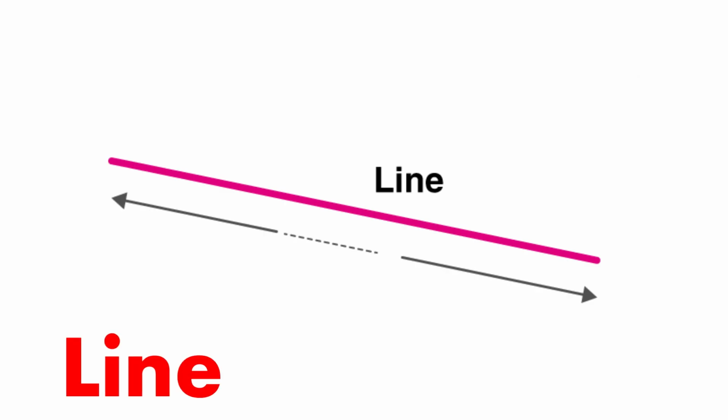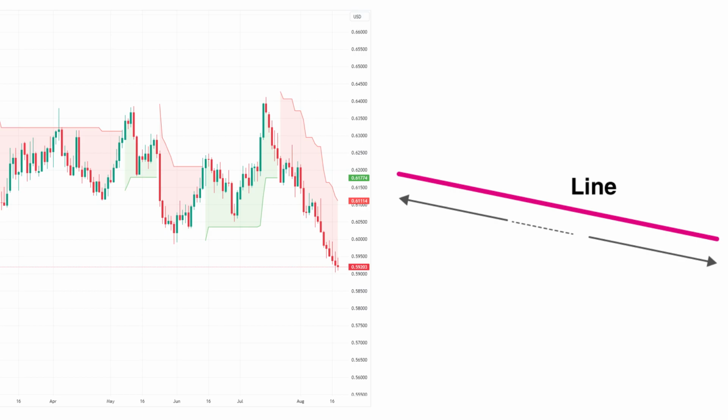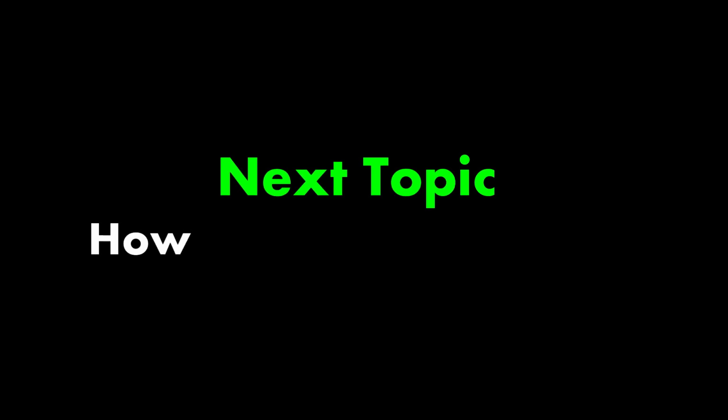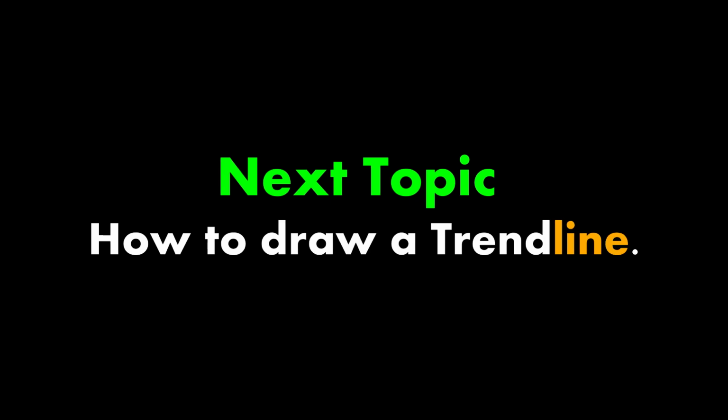Line. In geometry, a line is a one-dimensional figure with no thickness that extends infinitely in both directions. You must have understood both trend and line. What is trend and what is line? Let's move on to the next topic and learn how to draw a trend line.